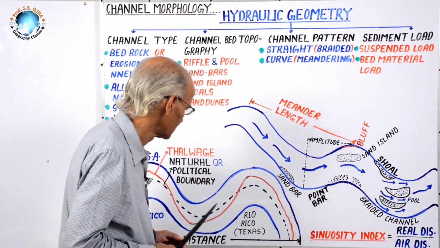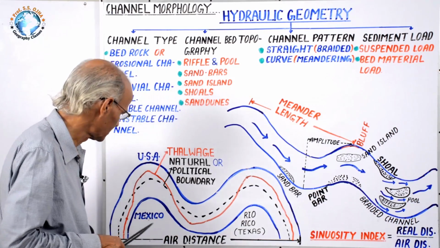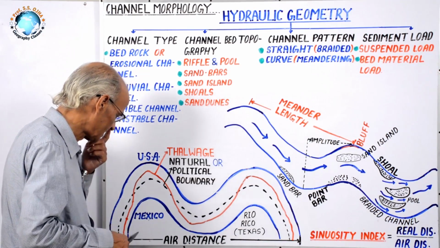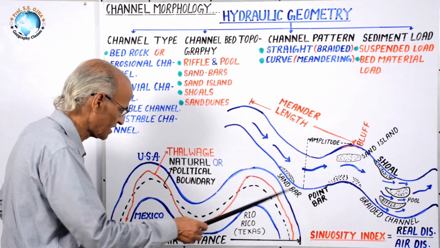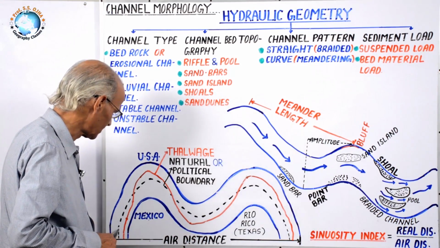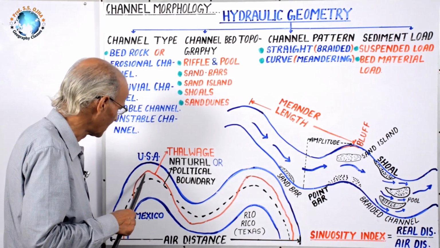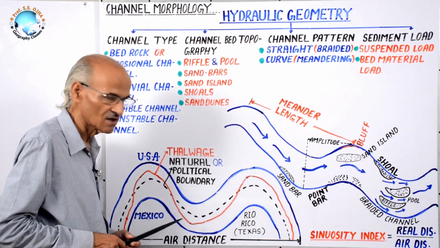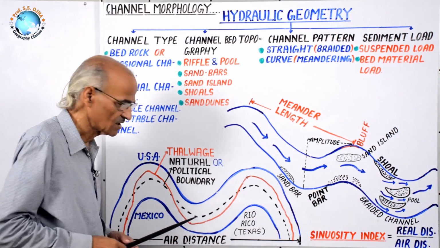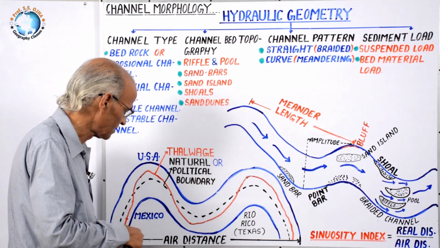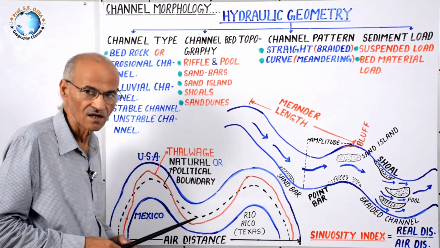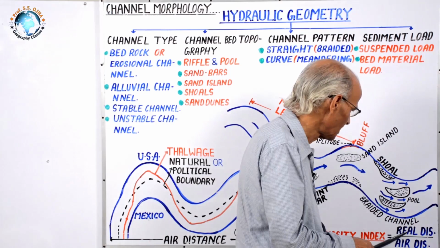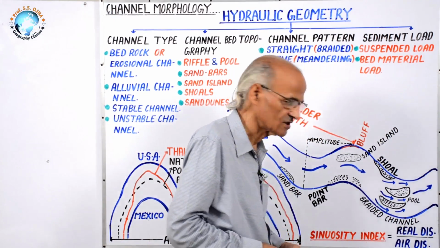To calculate the sinuosity index, suppose this is a meandering river, this is point A, the starting point, and this is point B. From A to B, you can measure the straight or shortest distance, which is called air distance. But if you travel along this river by boat, the boat will move along the water, and this will also be a length, called the actual or real length. So from point A to B there are two lengths. One, the shortest distance, called air distance. Second, the actual or geographical length. To calculate the sinuosity index, you put the real distance and divide it by the air distance, and the value will be the sinuosity index.